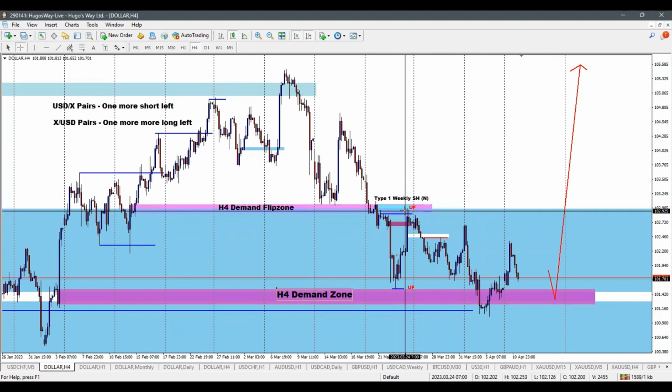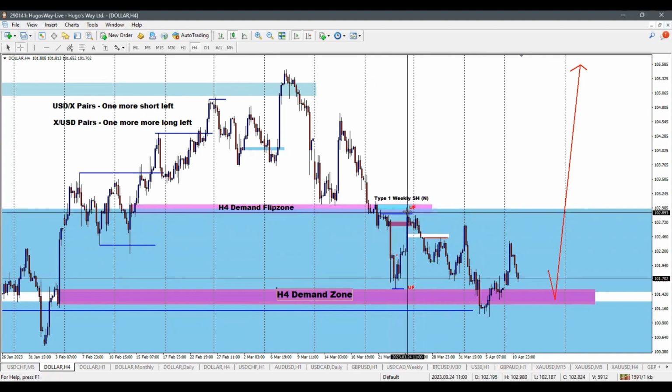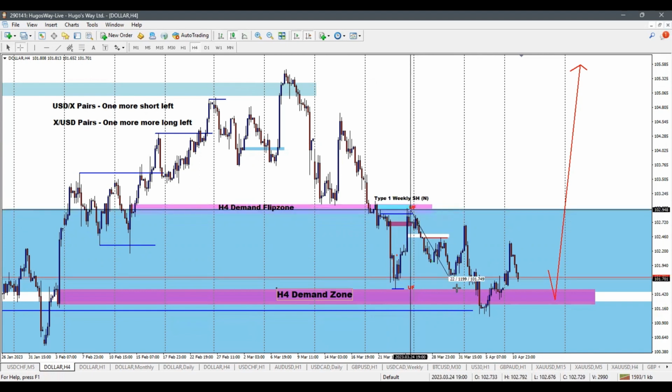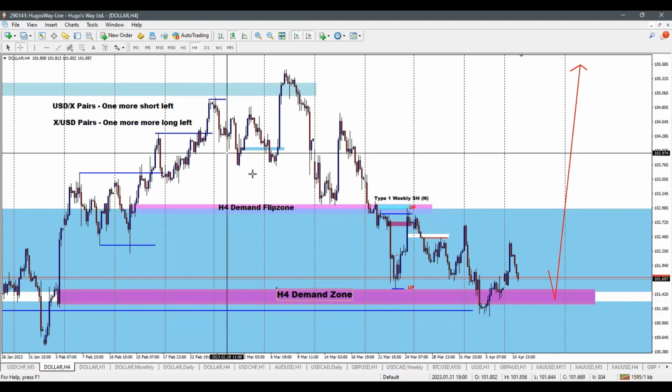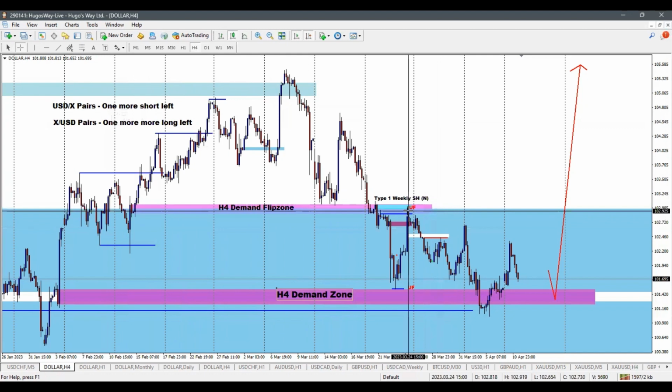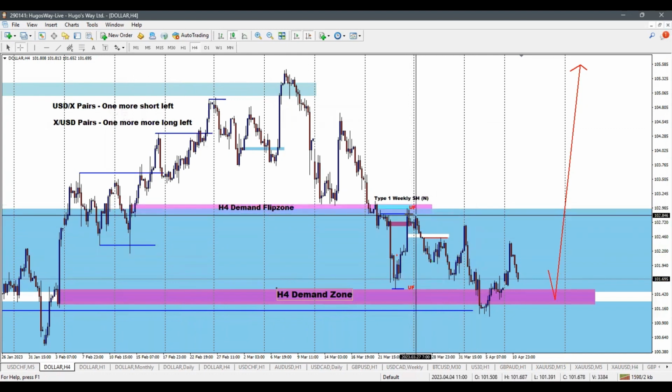Price gave us the unfulfilled efficiency of supply, which is what we're looking at. The wick of this candle was supposed to return to supply over here, and it didn't. When the price did return, I gave the shout to go for one more long on XUSD pairs, as I've got here, and one more short on USD X pairs, so stuff like USD CHF.